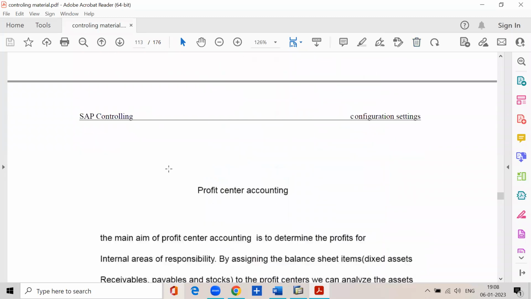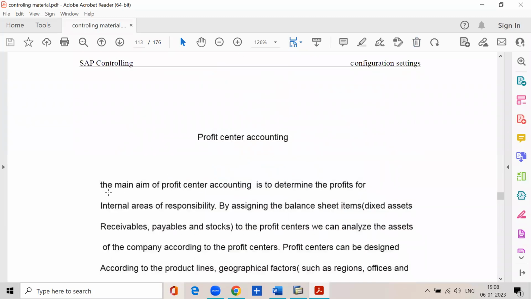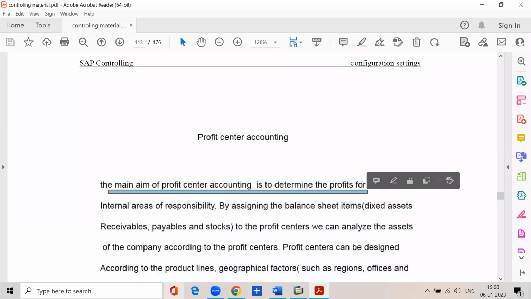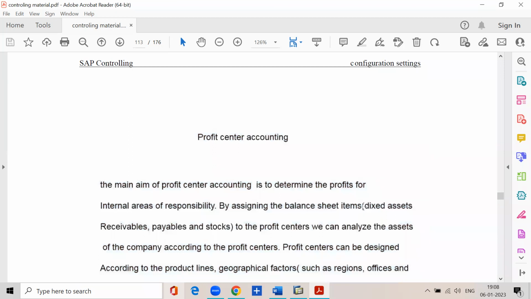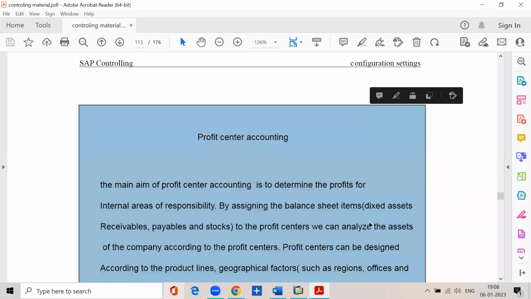So here, the main aim of profit center accounting is to determine the profits for the internal areas of responsibility. That means using profit center accounting, we can find the profits according to products, product groups, or product lines. Now, by assigning the balance sheet items, that is fixed assets, in your material, D is printed in place of F. Strike off D and make it F.